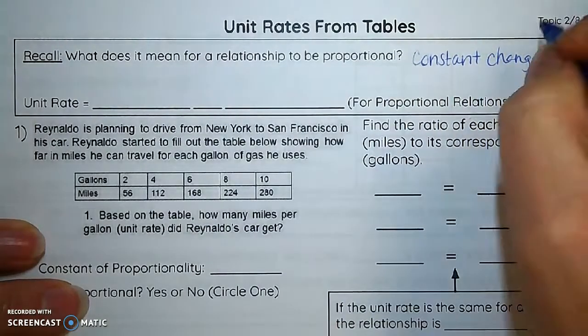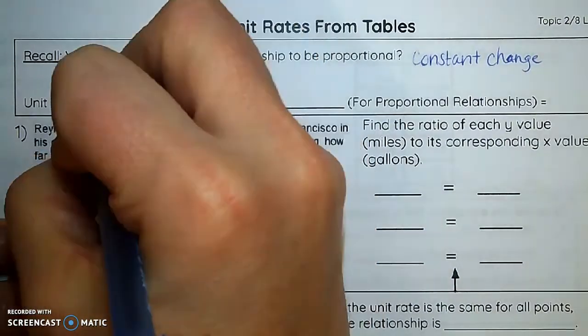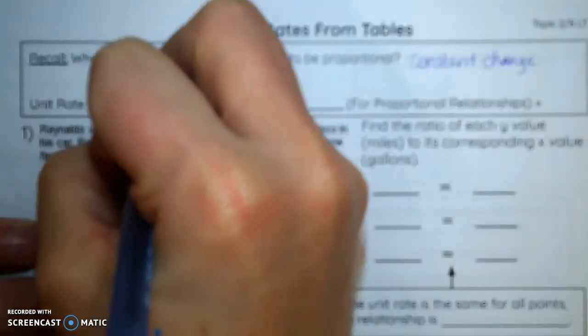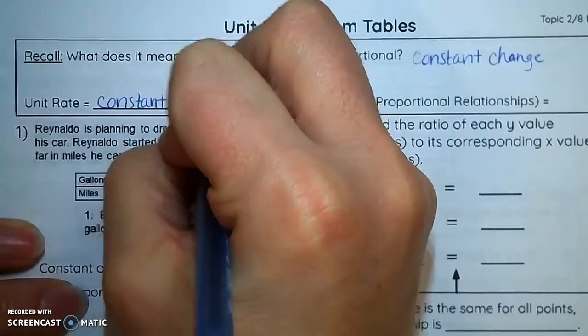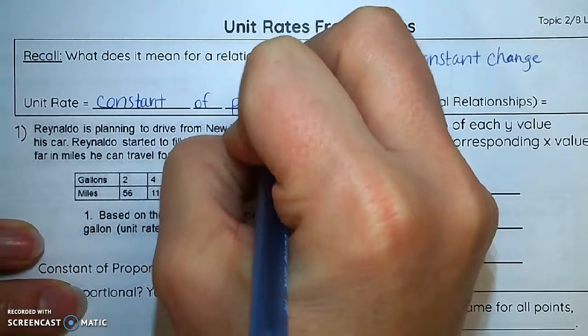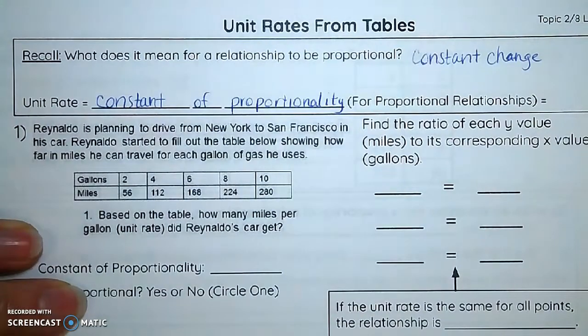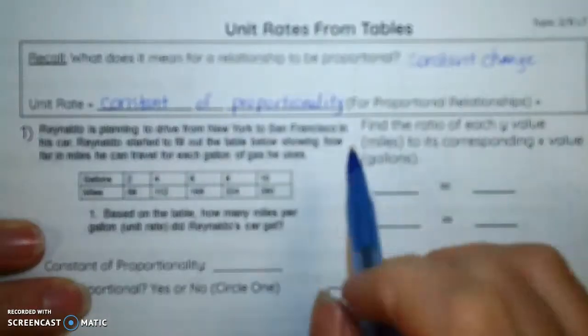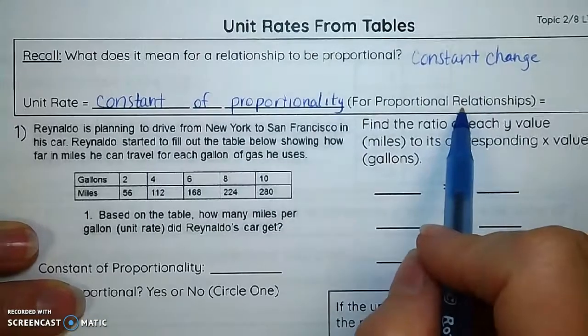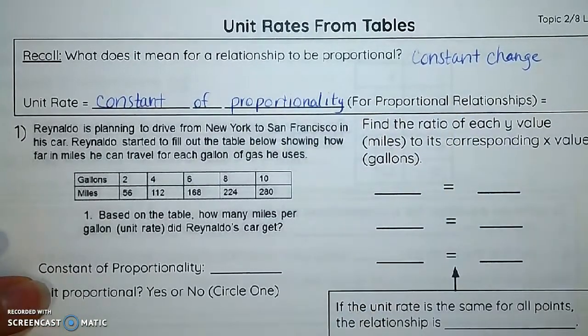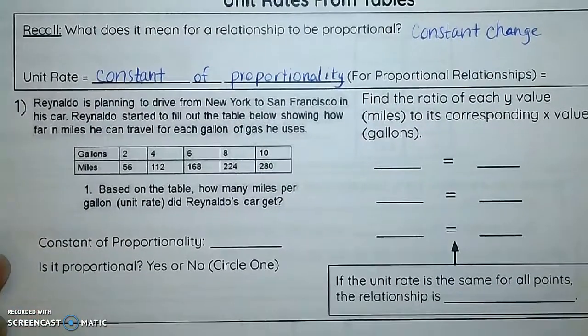And that means the unit rate also has the name, the constant of proportionality. Now, this is true for proportional relationships only. So I'm only going to find that unit rate if I have a proportional relationship.